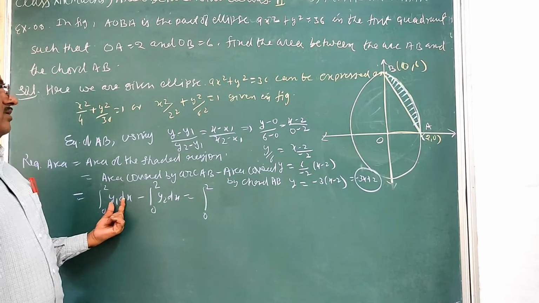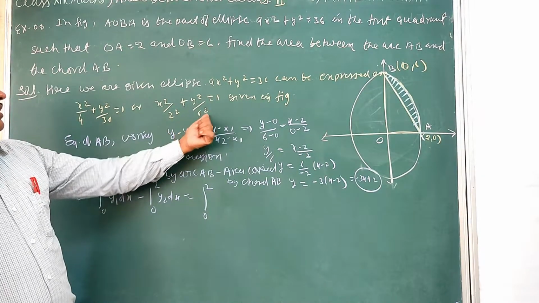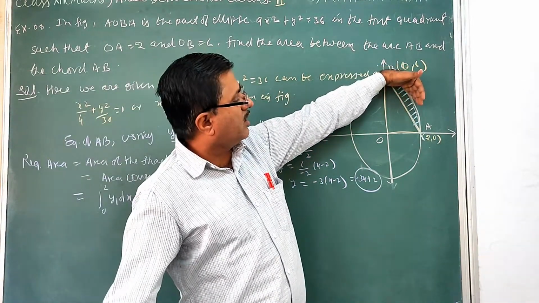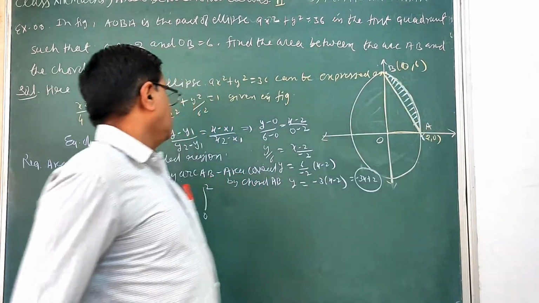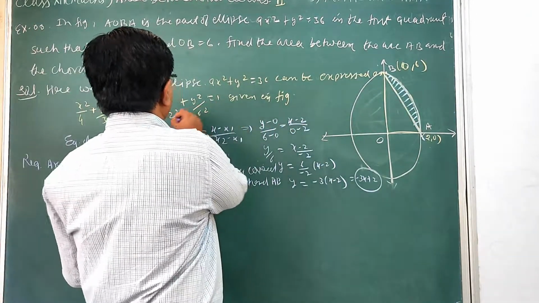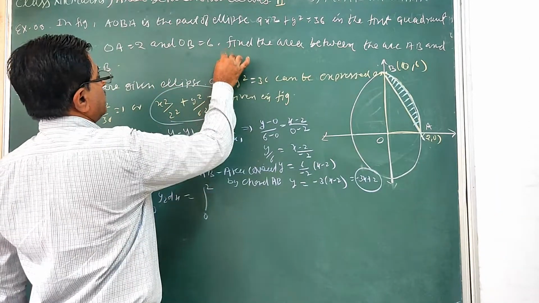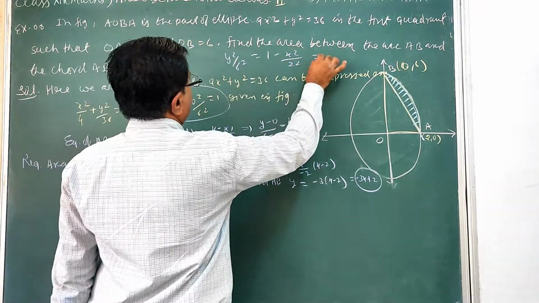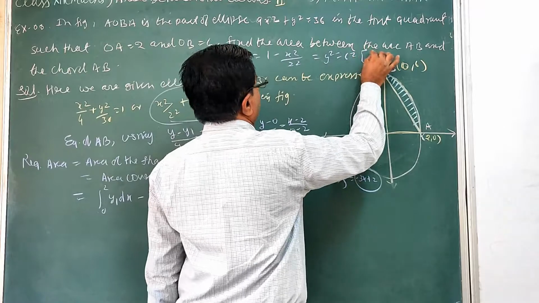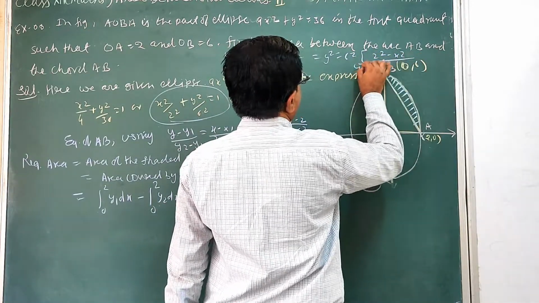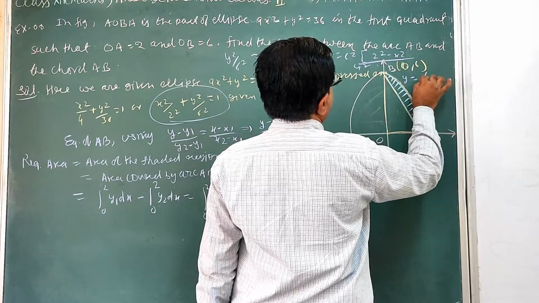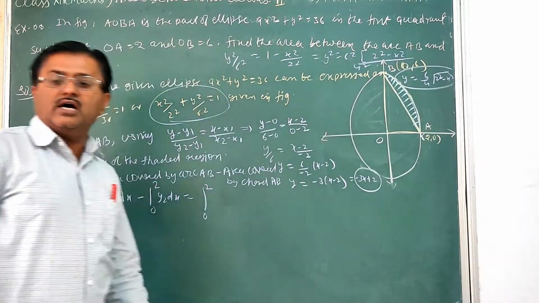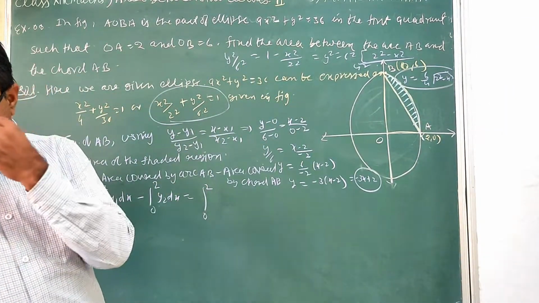Now put y1, the curve equation, because the upper area is the curve and the lower is the line. So you can find the equation for this. If you write it in extended form, y square by 6 square equal to 1 minus x square by 2 square, or y square equal to 6 square into (2 square minus x square) by 2 square. So y equal to 6 by 2 root of (2 square minus x square). This is the standard curve for the integral.